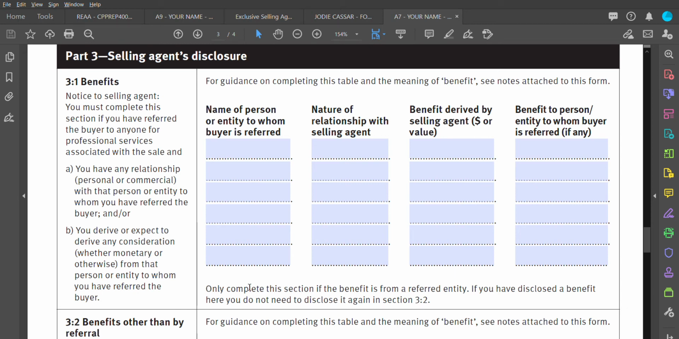And it says only complete this section if the benefit is from a referred entity. To further explain this, when we're getting paid our commission from the seller, that is not a third-party commission or fee. That is a fee for service that the seller pays to the agency directly, and so the commission is not detailed in this document.